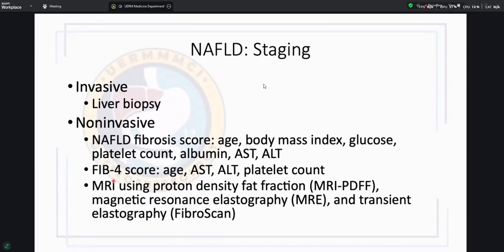And for FIB-4 score, it is more simple. You just have the age, ALT, AST, and the platelet count. You can use this, and calculators are actually available to calculate the scores. Both are helpful for checking the severity of NASH and liver fibrosis. We can combine this with new imaging modalities that permit non-invasive quantification of liver fat and liver stiffness, such as MRI using proton density fat fraction, MR elastography, and transient elastography.